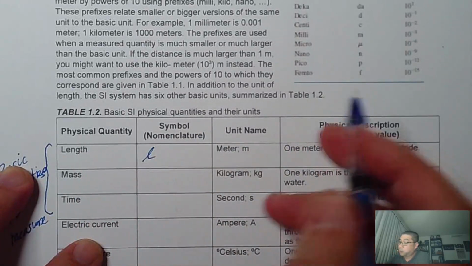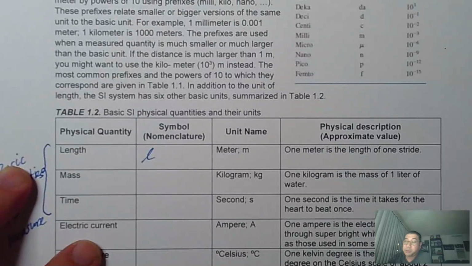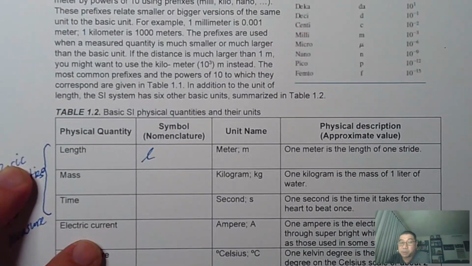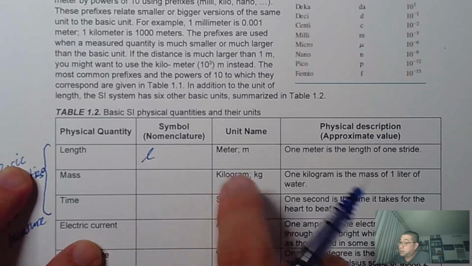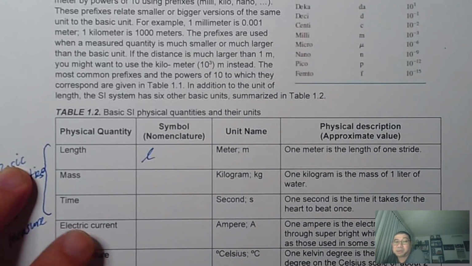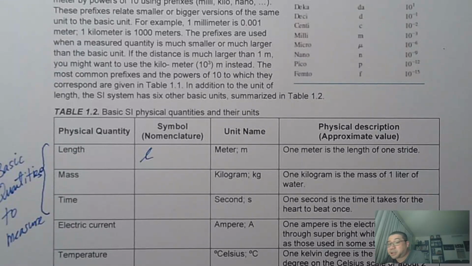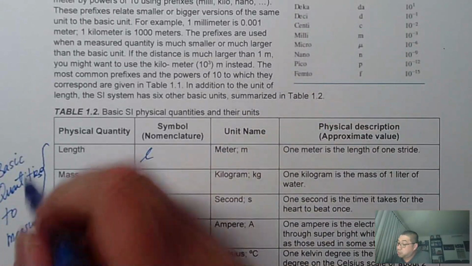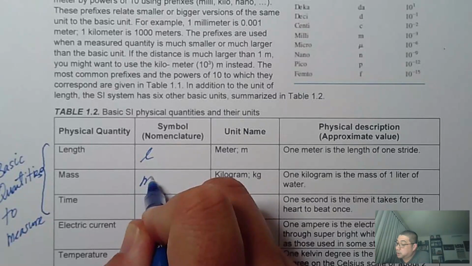When we're talking about distance or displacement, we use the lowercase d to represent distance. Nomenclature is a fancy word for symbol. In science, especially in engineering, we use fancy names, so we use nomenclature. Mass is the next one, which is represented by the letter M.